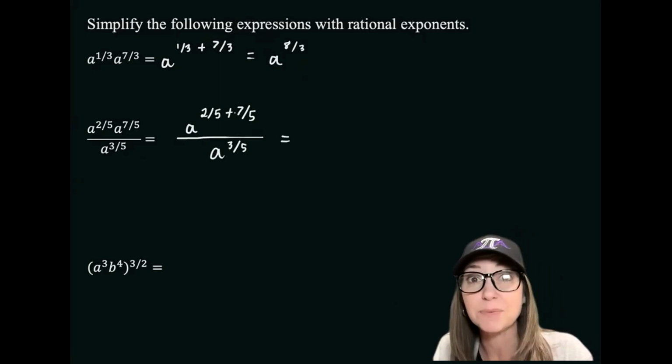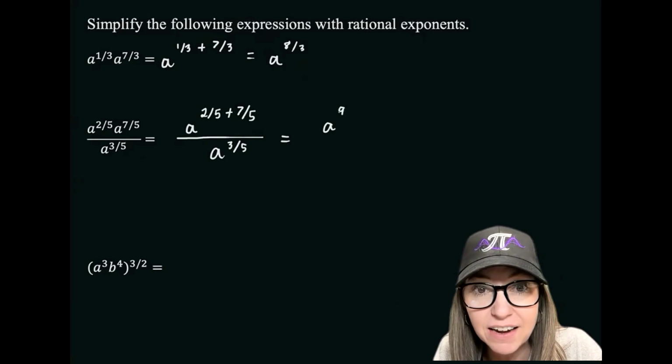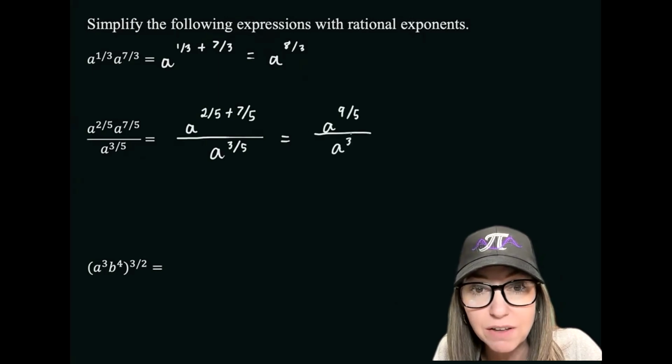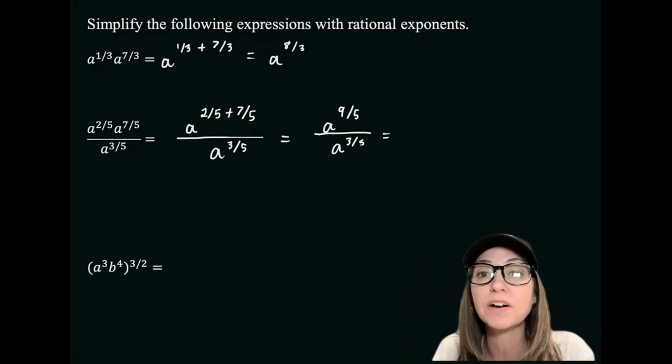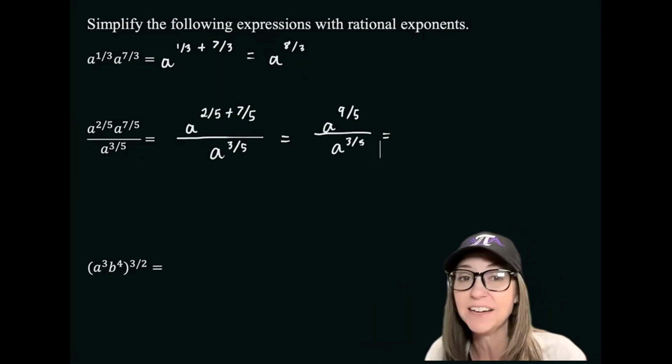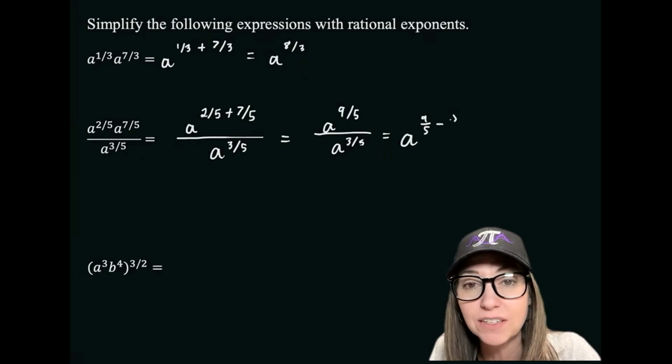Now we can add those exponents. 2/5 plus 7/5 does make 9/5, and that's over a to the 3/5. Now we have a different exponent in the numerator and denominator, and we are dividing, same base, a and a. So we would subtract those exponents by exponent rules. That's a to the 9/5 minus 3/5. It's the numerator minus the denominator.